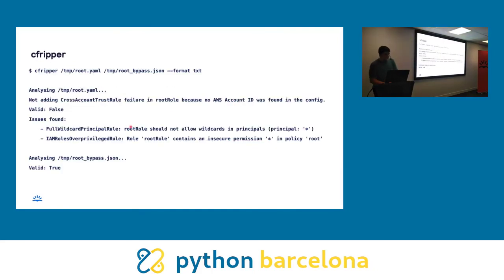So CFRipper says that for the full wildcard principal rule, in the role that we are creating, the principal is a star, and this is bad because anyone can assume that role. And we also have an overprivileged role. The same role contains a star, and that star can be used to access any resource, which is also bad.